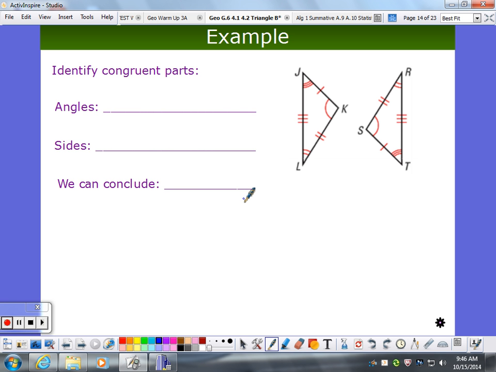So let's identify some corresponding parts here. Let me see. Yeah, we're in the back. And let me see what I'm looking at. Identify congruent parts. See what it says, example A. I think that's that one. Yeah? Kind of middle of the page.